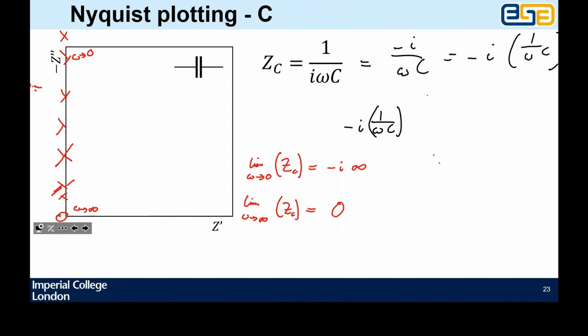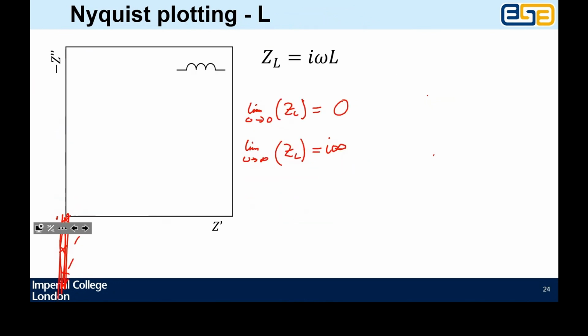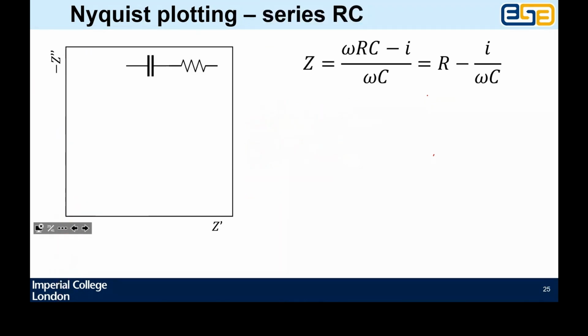Okay, that's a resistor. That's an ugly capacitor. That's an awful inductor. Here we've got RC in series. Okay. So RC in series, well, we've done this one already. We did the analysis of it. We've come up with this result.